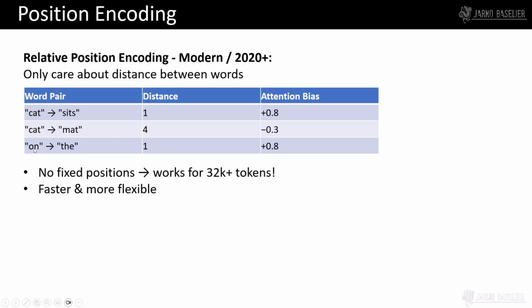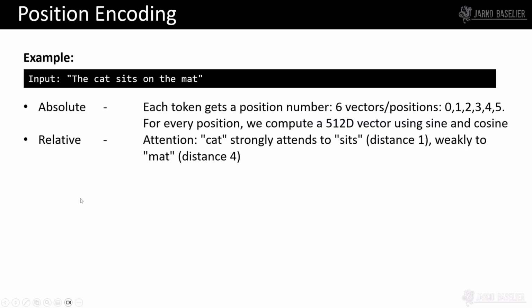And here we have the same thing. The words "on" and "the" are next to each other, so it again has a distance of 1, and it gets an attention bias of 0.8 again. No fixed positions, and this works for 32k plus tokens, so with much larger token windows. It is faster and way more flexible.